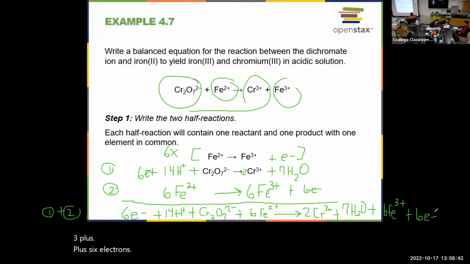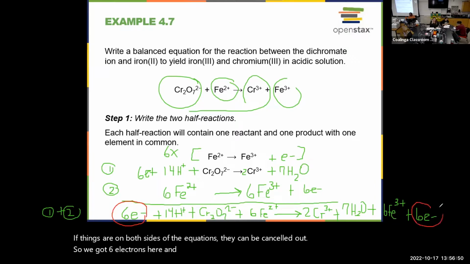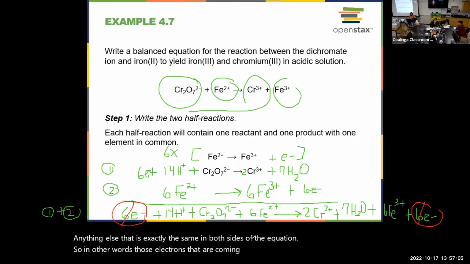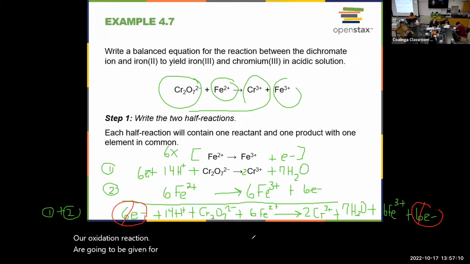Now, if things are on both sides of the equation, they can be canceled out. So we got 6 electrons here, and we have 6 electrons here, right? So we cancel those out, and anything else that is exactly the same on both sides of the equation. In other words, those electrons that are coming from our oxidation reaction are going to be given for our reduction reaction. So oxidation, reduction, they kind of go hand in hand. Okay, you guys see that? Yep.